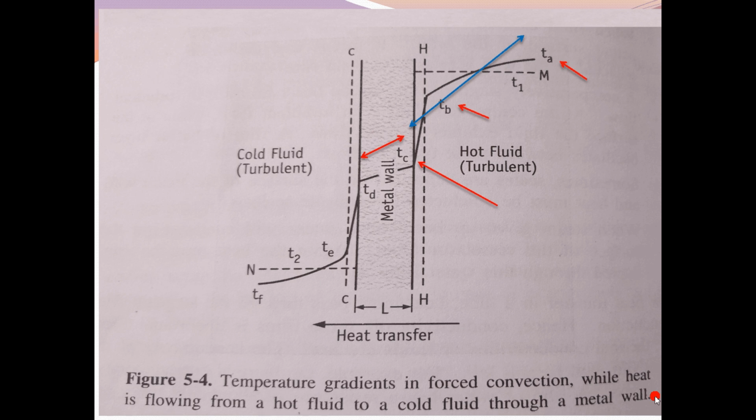TF is the minimum temperature of the cold fluid. Why minimum temperature? Because once heat passes from the metal wall towards the cold fluid, the temperature goes on decreasing, and TF is the last temperature point. Therefore it has the minimum temperature of the cold fluid. TE is the temperature at the boundary on the cold side.